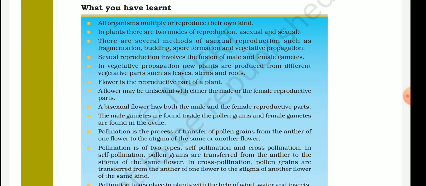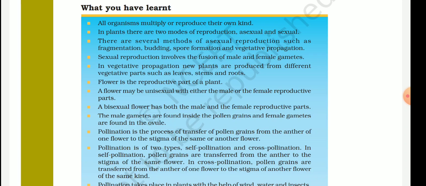For example, fragmentation is when the organism divides into fragments and each fragment grows into a new individual. Spore formation: spores are formed during unfavorable conditions, and when favorable conditions arise, the spore gives rise to a new organism. Budding, we discussed in yeast also, where small buds arise from the body, and after growing for some time they detach and give rise to a new individual. So these are the different methods of asexual reproduction: fragmentation, budding, spore formation, and vegetative propagation.